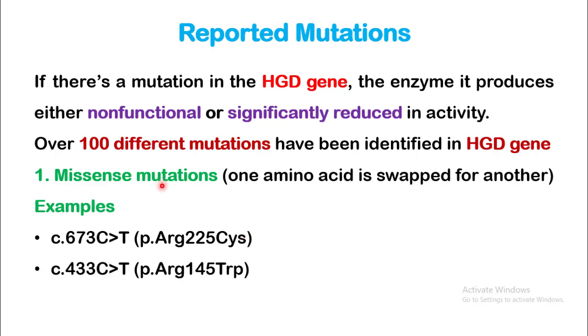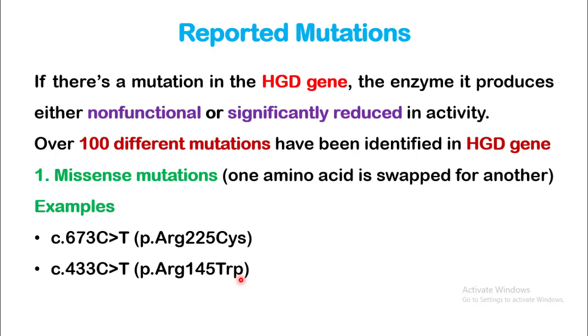Let me give you another example. Now that would be clear to you that at position number 433, normally there is a cytosine that has been replaced by a thymine, and in the protein, because of this mutation, the arginine at position number 145 has been changed into the tryptophan.